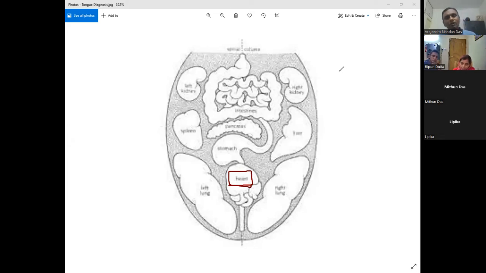So now in this case, let us say suppose you find out from some test, or somehow you find out, that your heart is weak. Then you just have to take the Ayurvedic herb Arjuna for that.